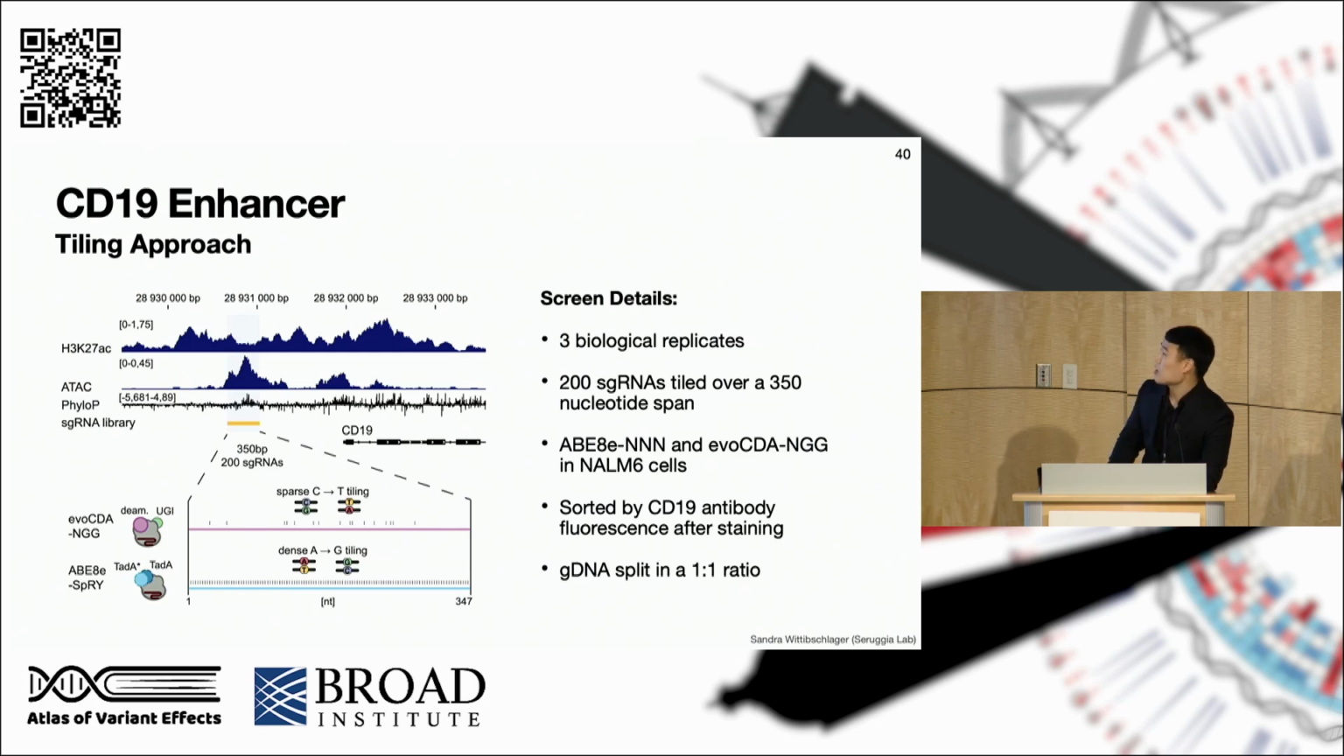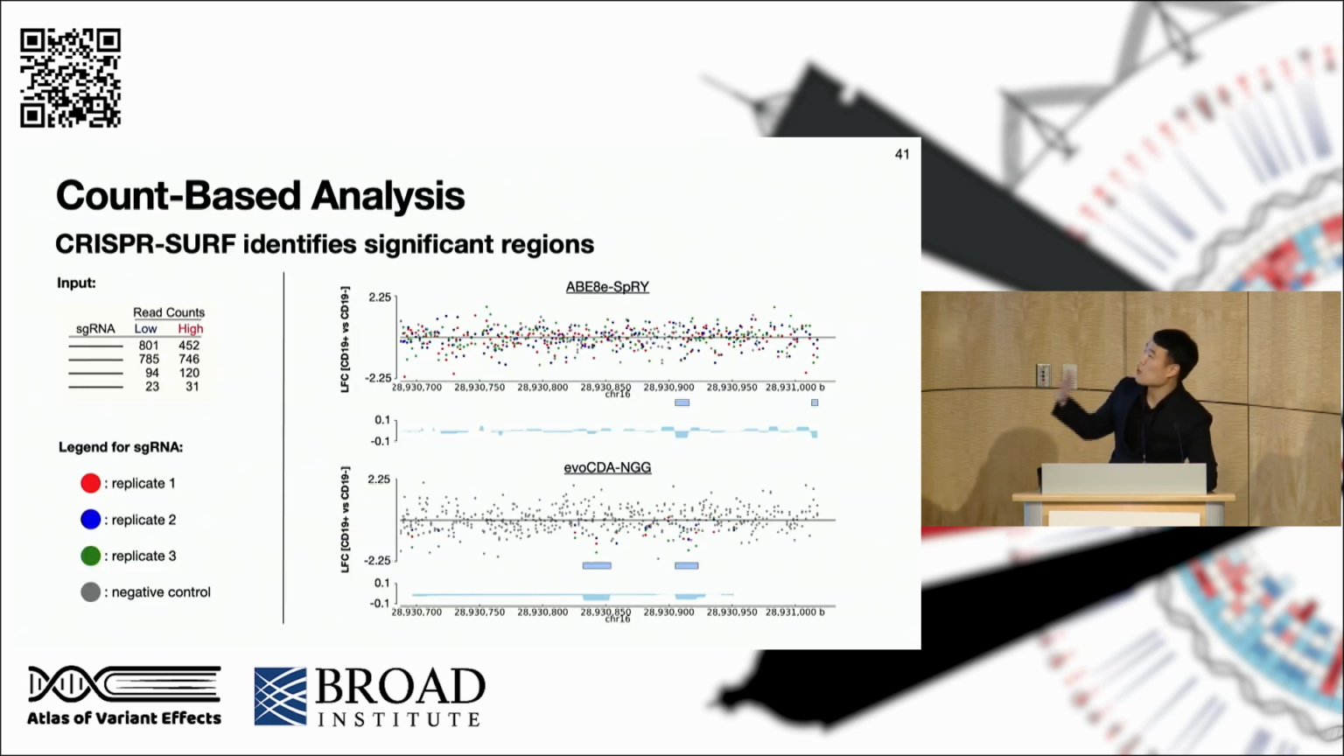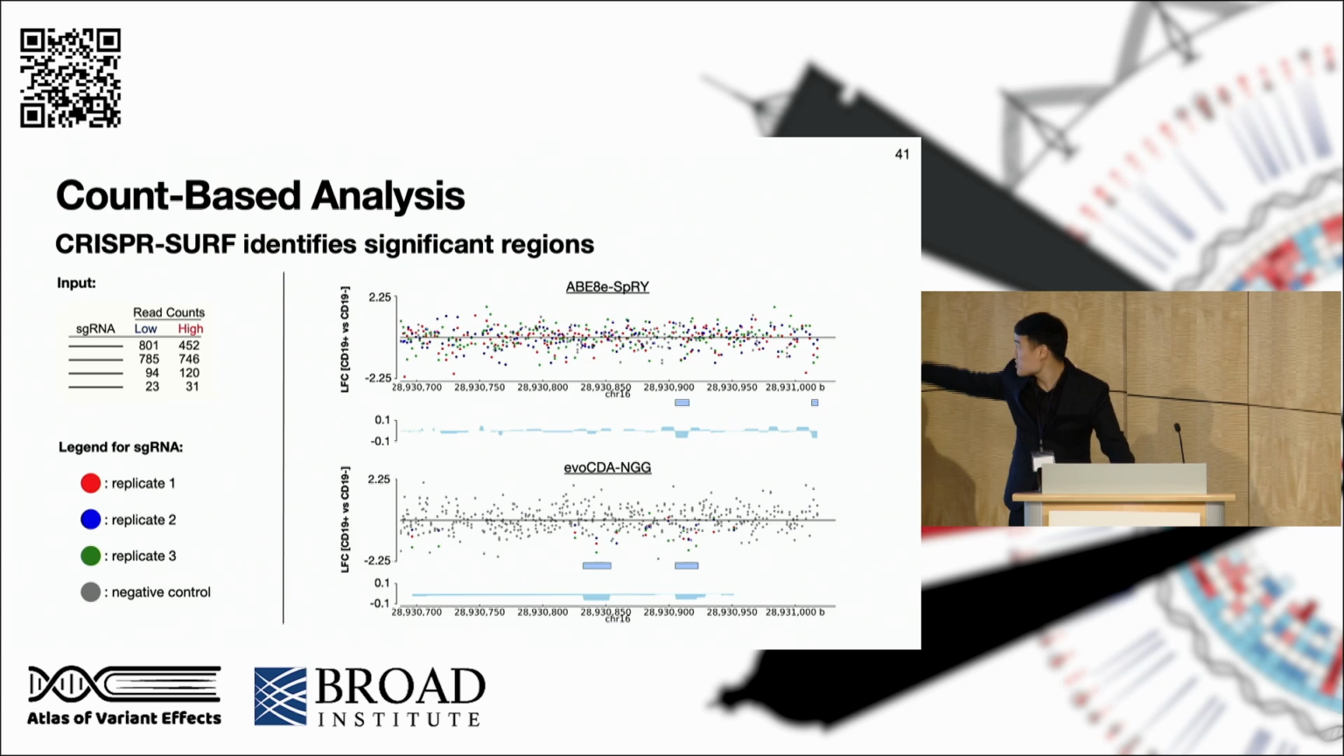I'll begin by talking about our count-based analysis. Again, I would like to orient ourselves by remembering here that the input is guide counts over 2 populations of interest. In this case, a CD19 low population and a CD19 high population. We can visualize these guides tiled over a region of interest and assess their log fold change across the 2 different populations. We can then feed this tiling screen data to CRISPR-Surf, which is able to deconvolve these genomic regulatory areas of interest, as you can see here.